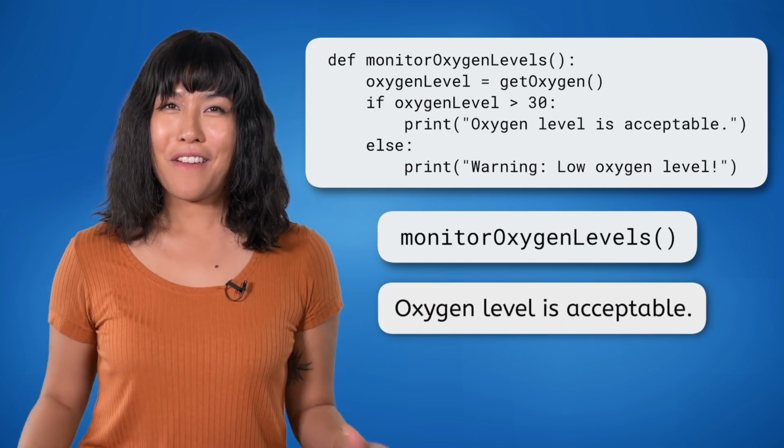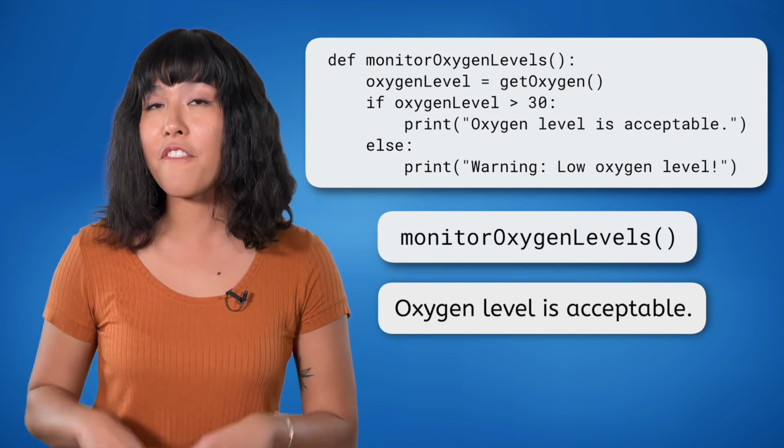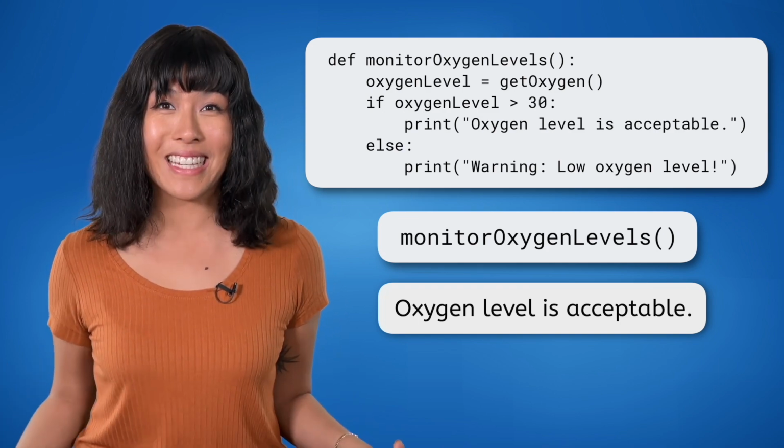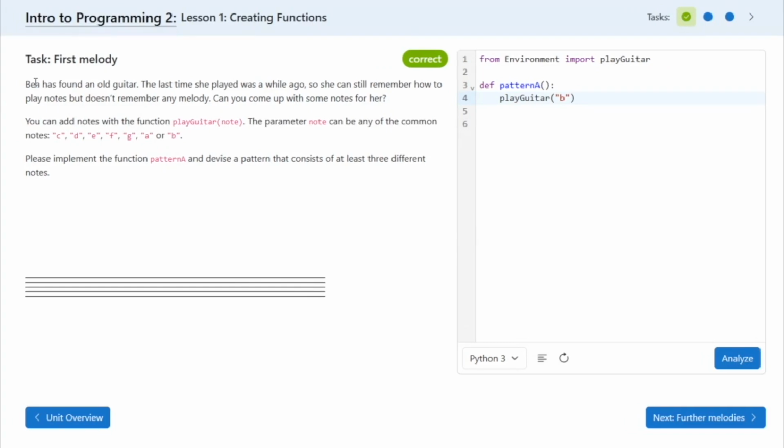For today's task, we'll take a look at how functions can help us create a program that plays music. I found my old guitar on board the spaceship in the cargo hold. I remember how to play notes, but I can't think of any songs to play. We've got 7 notes: C, D, E, F, G, A, and B. Let's make a melody using them.